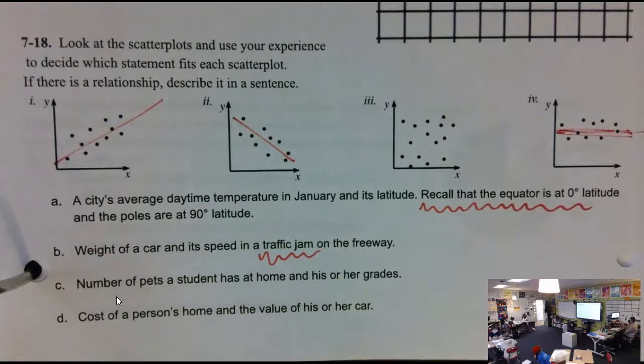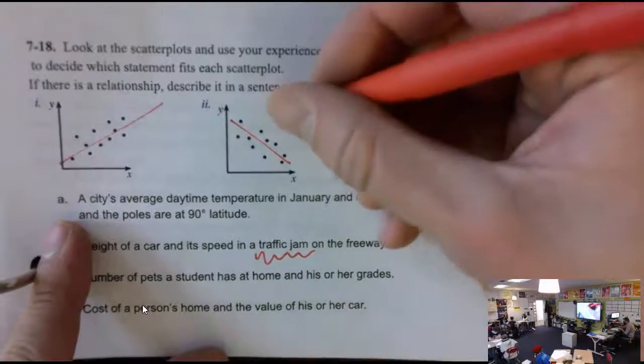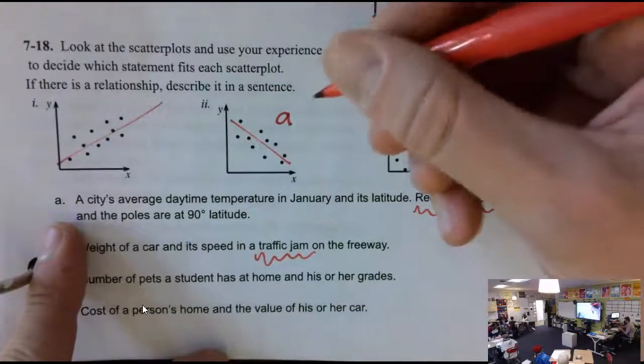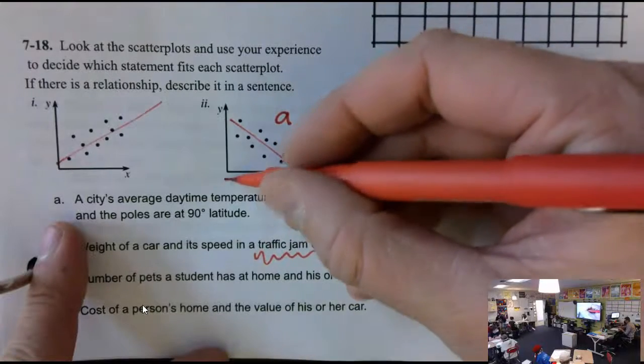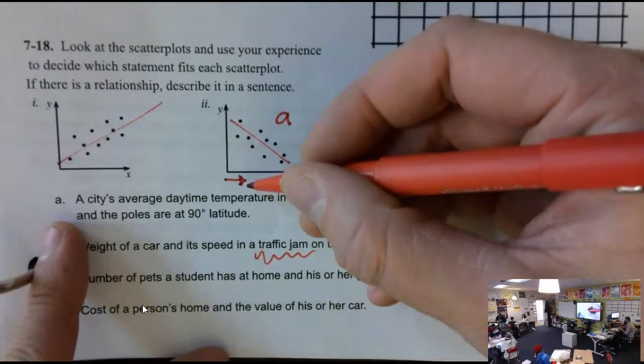Brenda, your hand is up. What does A through B have to do with those graphs? Why one of these statements matches the scatter plot. Like which one? Got it. So like A would go here because we said as we go away from the equator.